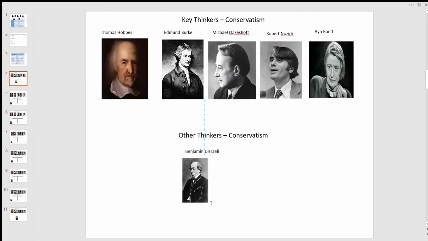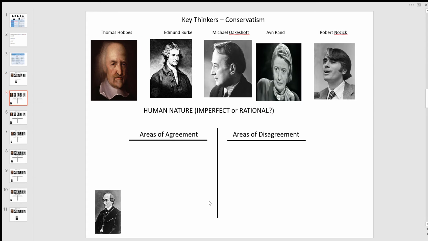Okay, so conservative key thinkers: Hobbes, Burke, Oakeshott, Nozick and Rand, and we mentioned Disraeli as the other thinker. With all these ideology essays, the command phrase is often 'to what extent'. So to what extent do conservatives agree on human nature? Basically, do they believe in human imperfection or rationalism? And to a large extent, excluding the neoliberals, the conservatives do agree on human nature.